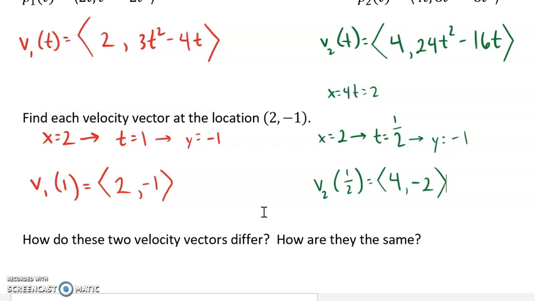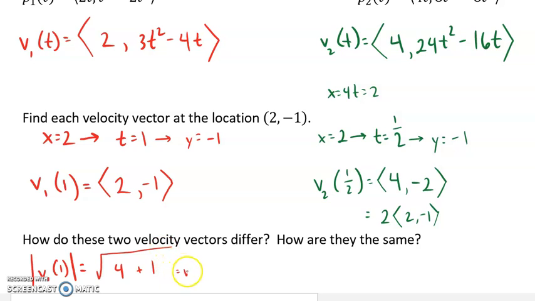Now, one thing we might want to try to understand is what's different about these and what's the same. Okay, so spend a little bit of time thinking about this, and hopefully you realized that this is 2 times the other one. Okay, so the magnitude is twice as big on the green one than the red one. So the magnitude of v1 of 1 is the square root of 4, which is 2 squared, plus 1, which is negative 1 squared, is the square root of 5.